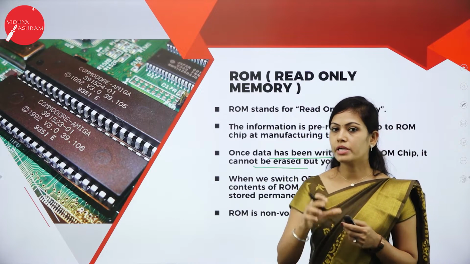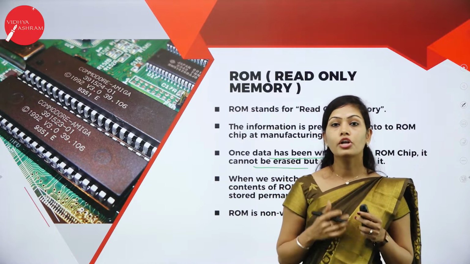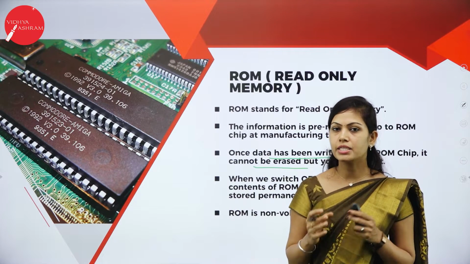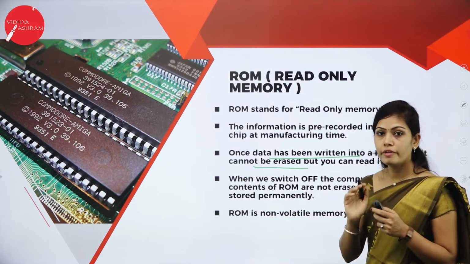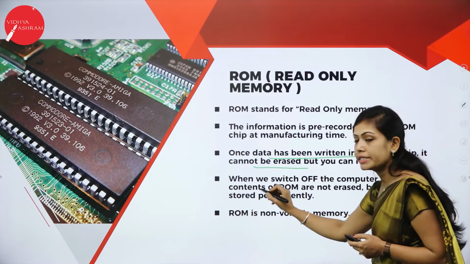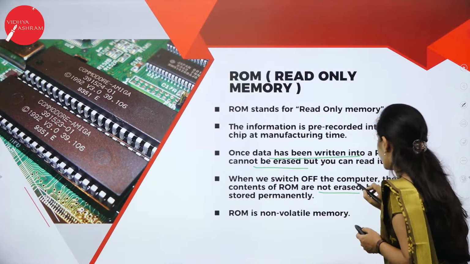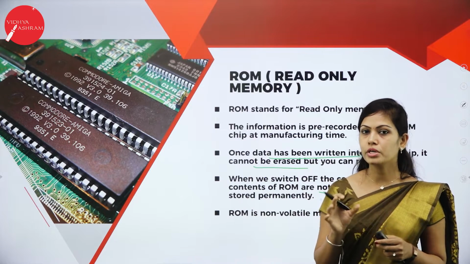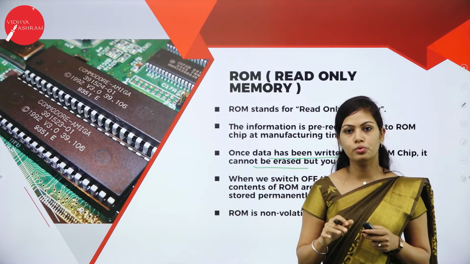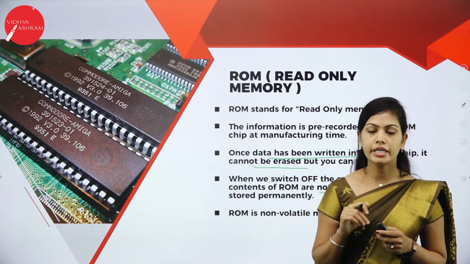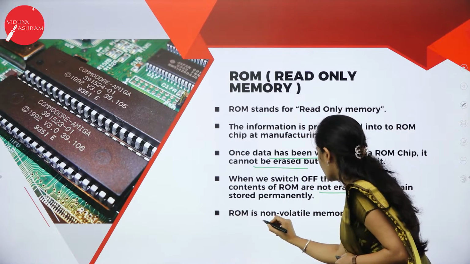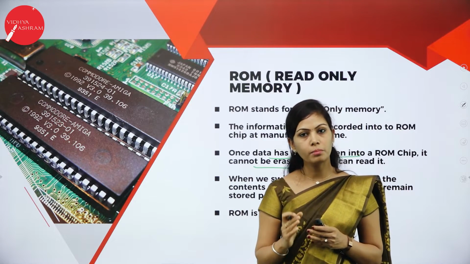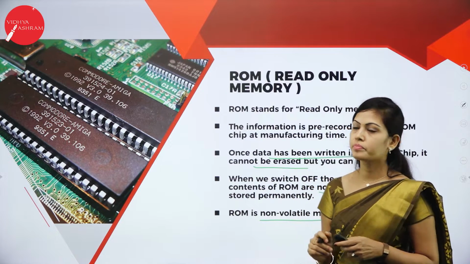So in ROM, we can't erase the data. ROM is a permanent memory and it is non-volatile in nature. When we switch off the computer, the contents of ROM are not erased, but remain stored permanently. We can't erase the data in ROM. So ROM is non-volatile memory. RAM is volatile memory and ROM is non-volatile memory.